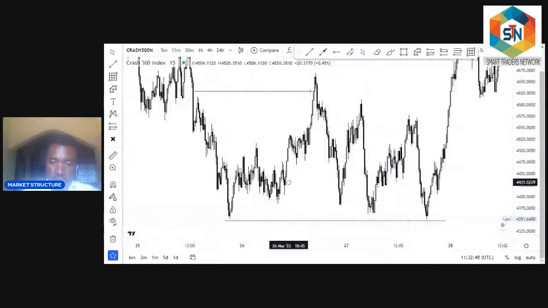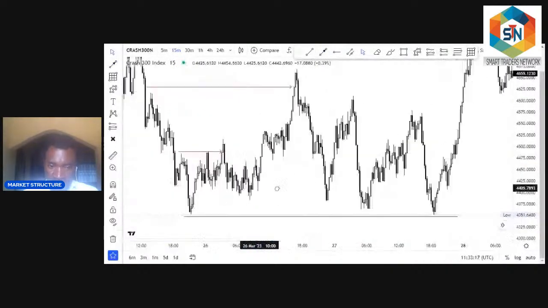Watch what price did. Price gave a high, a low, a high, a low, a higher high, a lower low, and a higher high. While price was going, this was the first move. So price gave us this first break of structure here. That's the first break of structure.